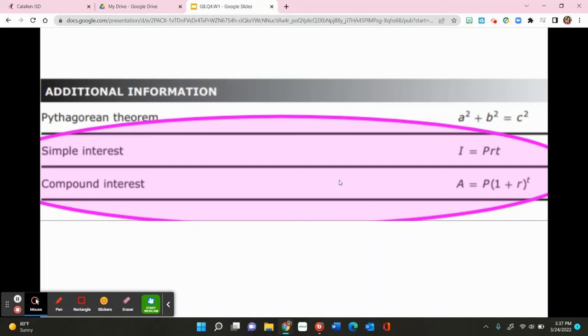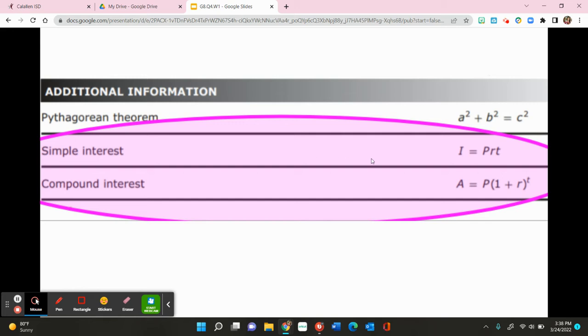In this video, we're going to be going over simple and compound interest. This is going to be the last thing you learn for 8th grade math. There are two types of formulas for interest, and if you ever forget them, they're going to be at the very bottom of your formula chart.